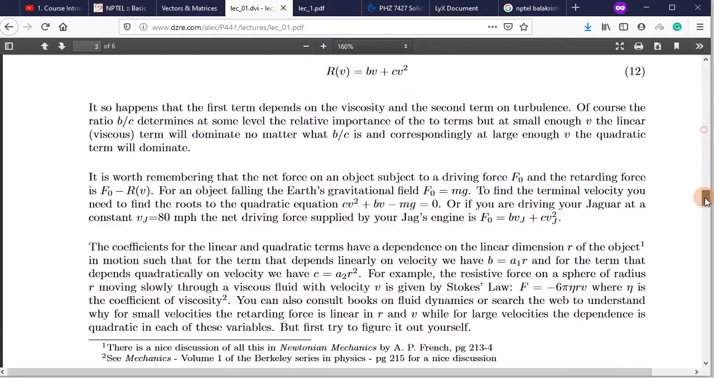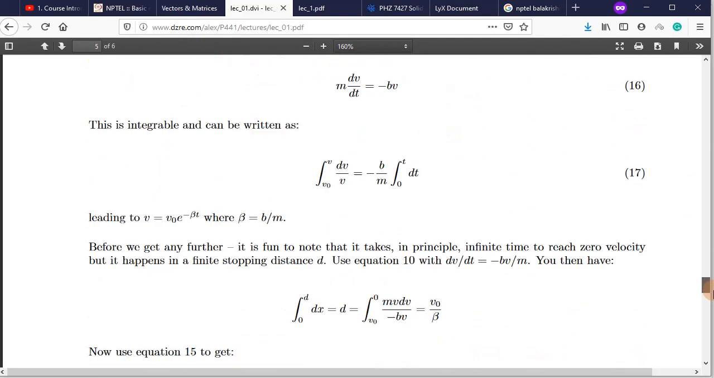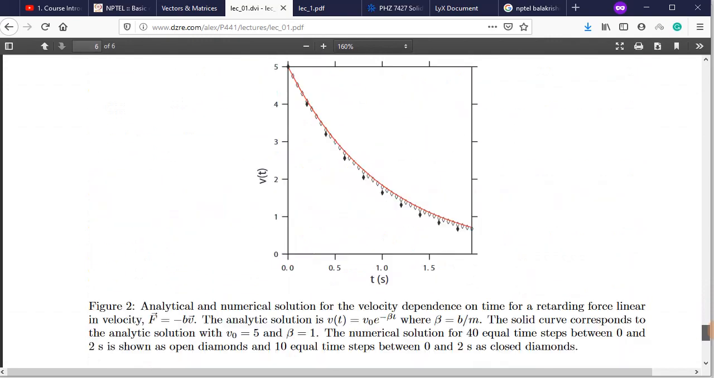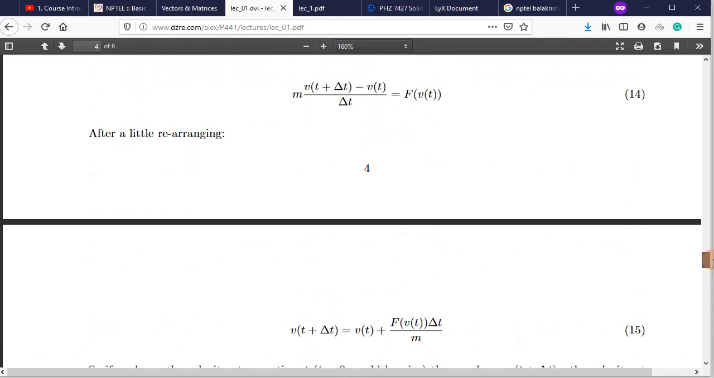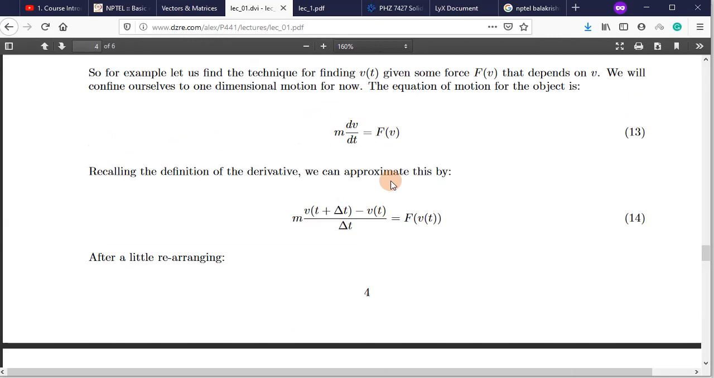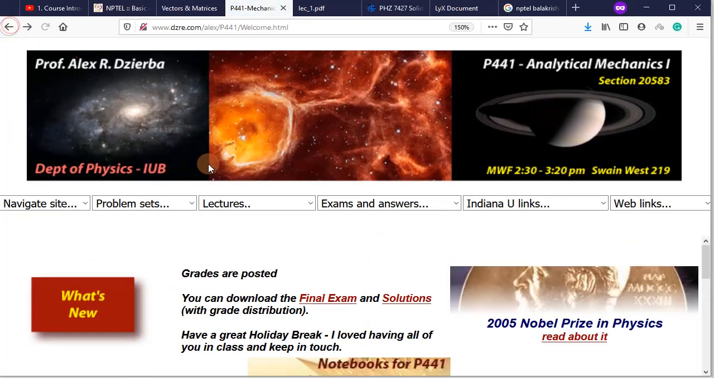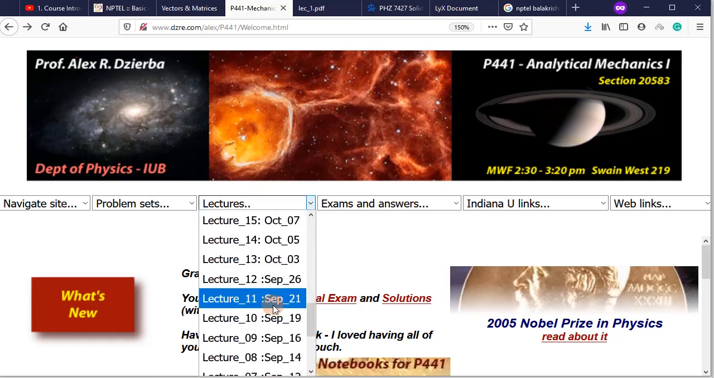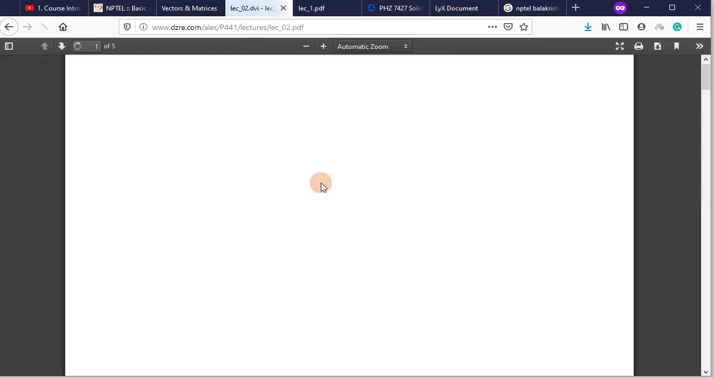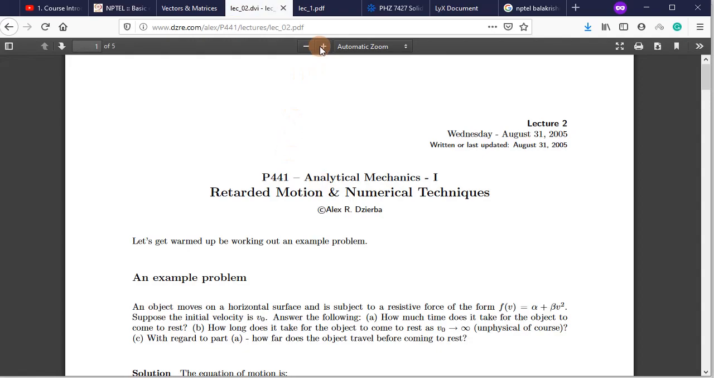Here he starts with the resistive force problem and goes through step by step how much we will need to know for the CSIR NET. Almost everything is here in this 441 and 442. Very good set of lectures, splendid set of lectures. You can have all the lectures one by one, lecture 1, lecture 2, lecture 3, lecture 4.